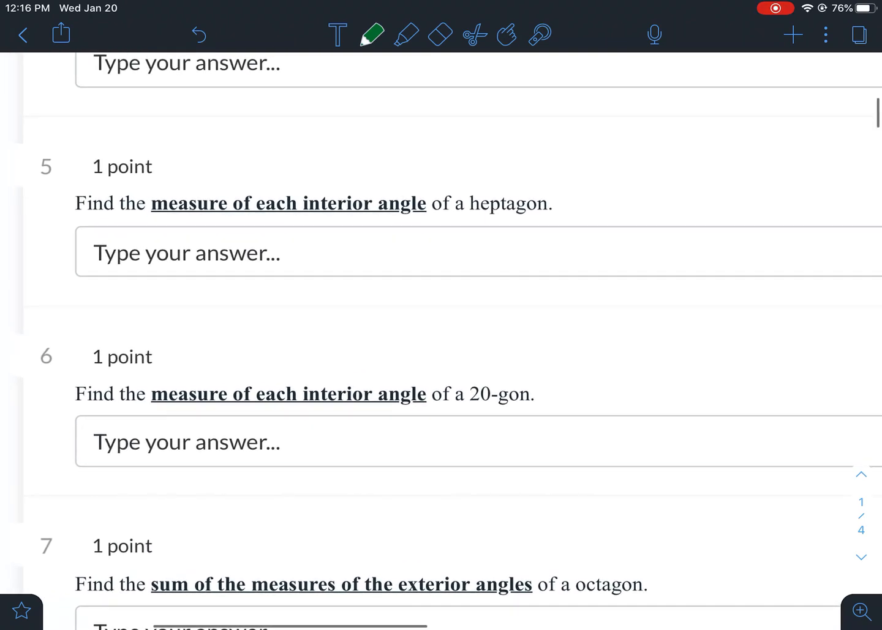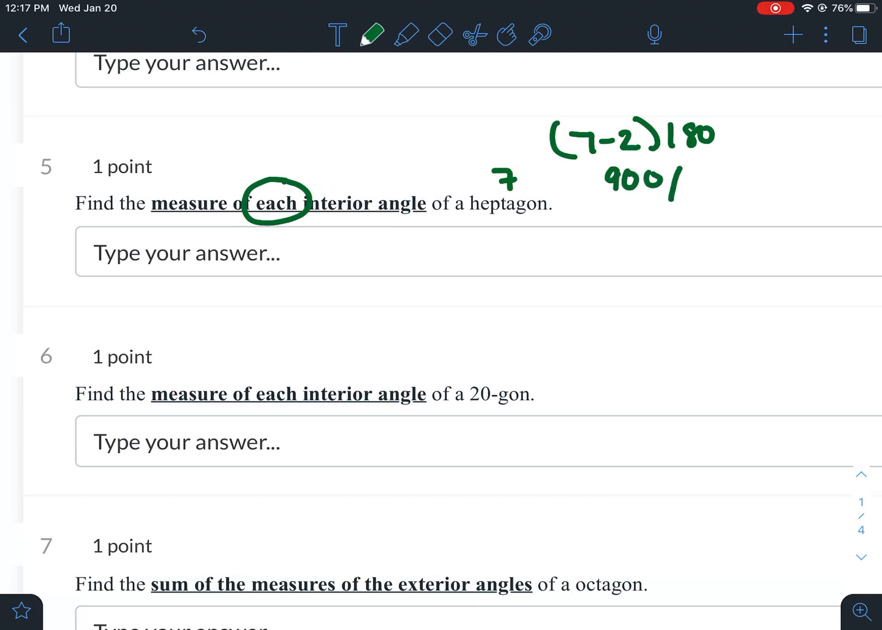For 5, a heptagon is 7 sides, but to find each interior angle, we first have to find the sum. So let's find the sum. We're going to do n, which is 7, minus 2, times 180. So that'll be 5 times 180, which is 900. But we have to divide that by 7. There's 7 angles, so we divide our total by our little parts, which are 7. And that is going to give us a whopping number of 128.57.